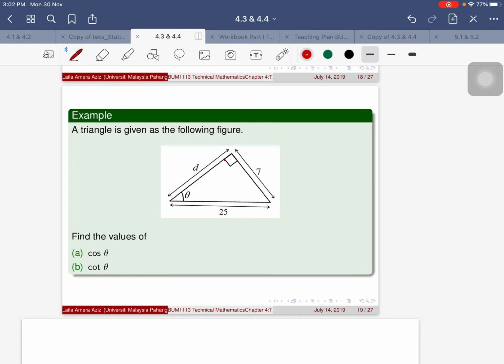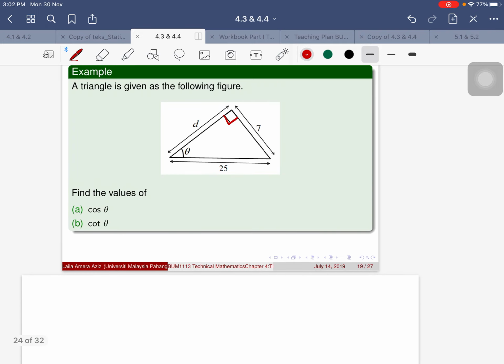How do we know it's a right triangle? Because one of the angles is given by a value of 90 degrees. It says over here, a triangle is given as in the following figure. We're going to find the values of cos theta and cotangent theta. So if you notice, this is going to be my angle. So D over here is going to be our adjacent, because it is right next to the angle. So it's known as the adjacent side. And 7 is opposite to theta, so it's called the opposite. And if we have a look between D, 7 and 25, of course, 25 is going to be the longest.